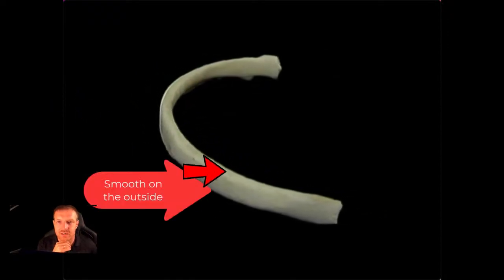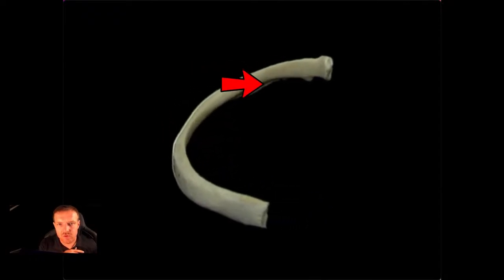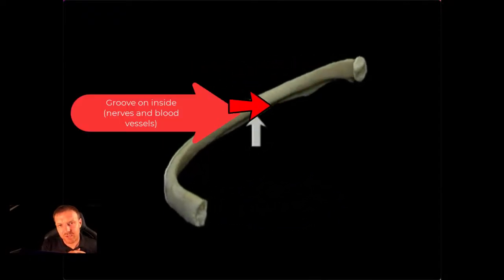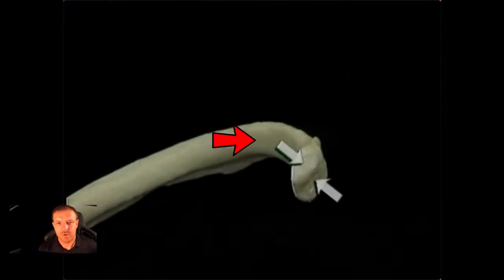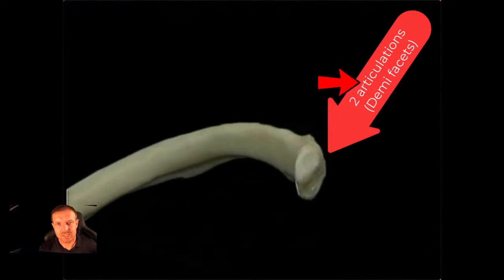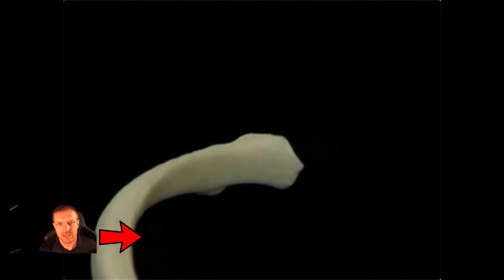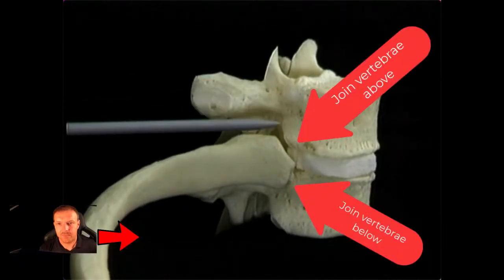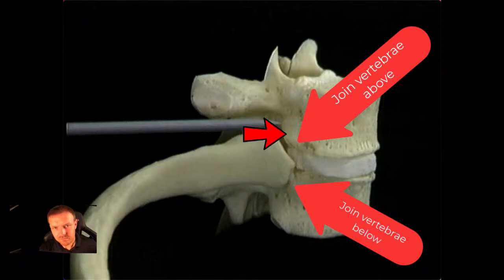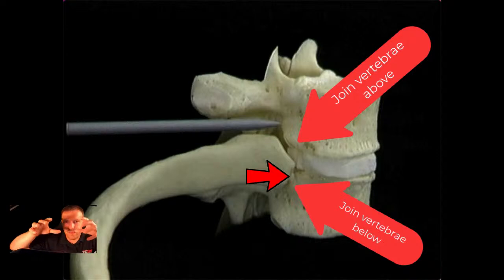So smooth on the outside, then you've got the groove on the inside where the blood vessels and nerves will go, and we'll talk about those in a few weeks. And then when we zoom into that head, two articulations just there. So here we go, there. And that's how it all fits together. Okay, so half facet here, half facet there, and there'll be a little dip in the vertebra of that one, and then a little dip in the vertebral body of that one. All right, and that is how your ribs then move.